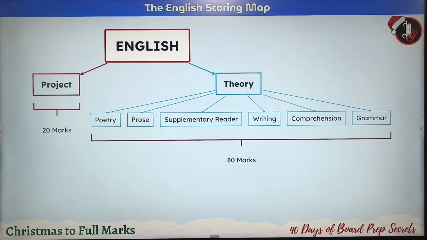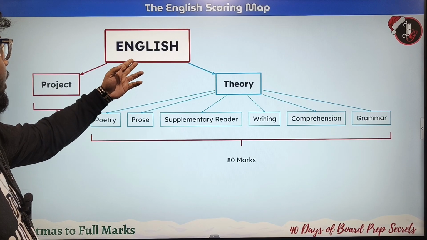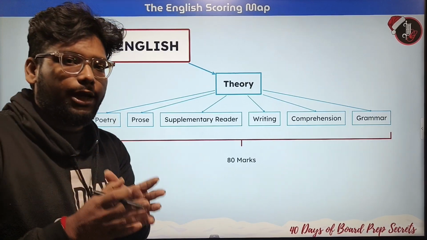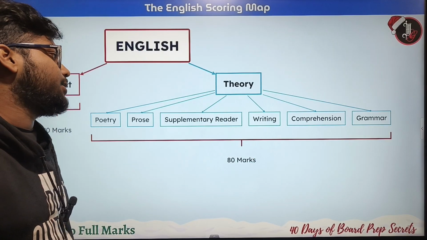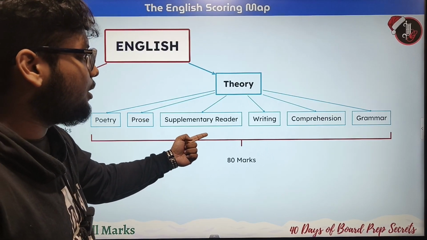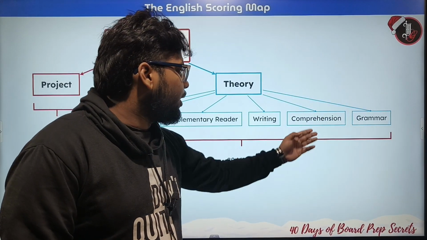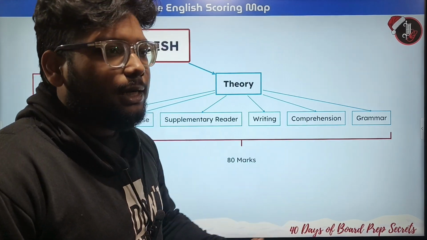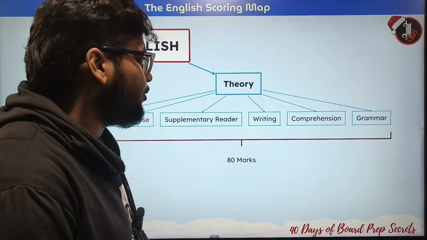Now the next slide shows how it is divided. Here in English, we'll get a project of 20 marks. That means we are getting 20 marks for free through the projects. And the remaining 80 marks belong to the theory section. In the theory section, we have poetry, prose, the supplementary reader, writing, comprehension, and grammar. Comprehension is very important. If you can write the correct answers in the correct way, then it will be very easy for you.